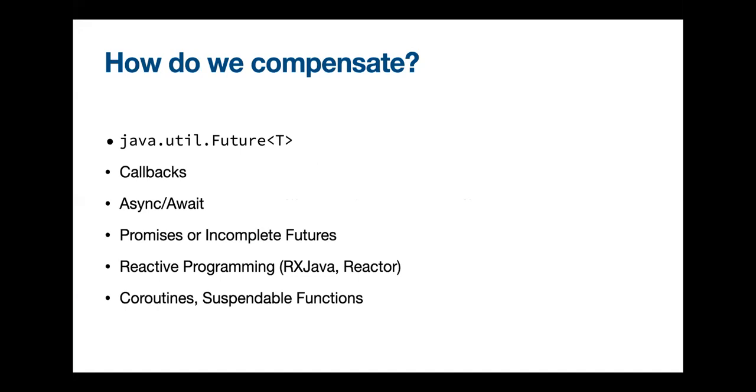We could compensate with java.util.concurrent Future callbacks, which I think is what we use quite a bit. So typically you'll have some sort of lambda that would react or respond whenever something happens. Async blocks, await blocks in other languages. Sometimes we could use promises or what are called incomplete futures. So there's a CompletableFuture. I don't know if you know this, but you can create what's called an incomplete future, which is where you instantiate a CompletableFuture and at some point you answer it manually yourself. You complete it manually.